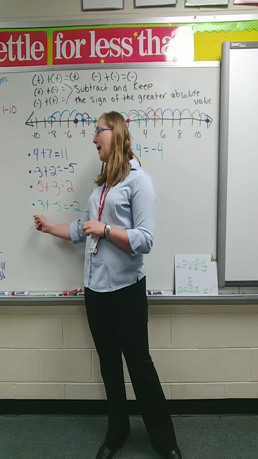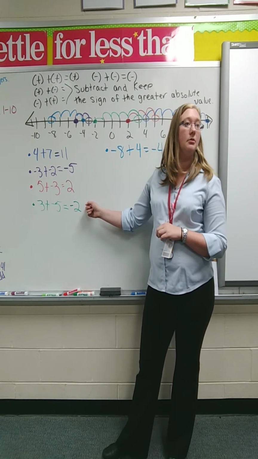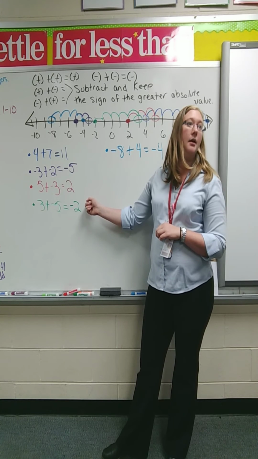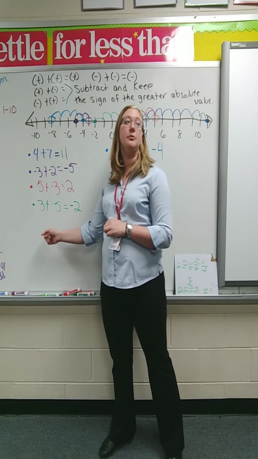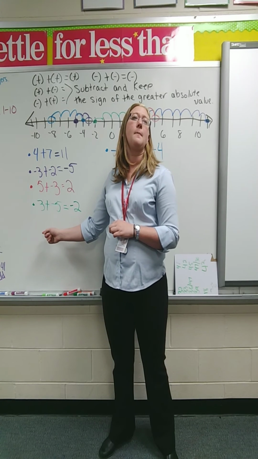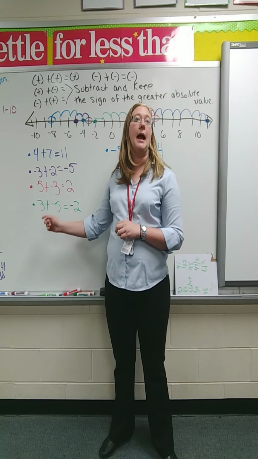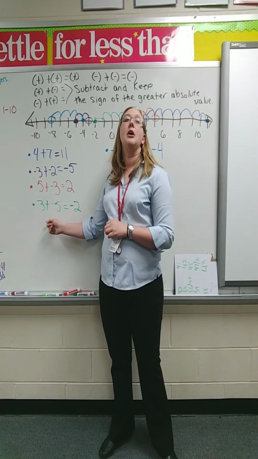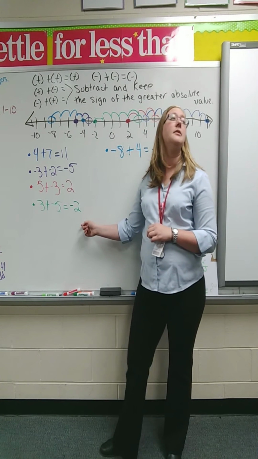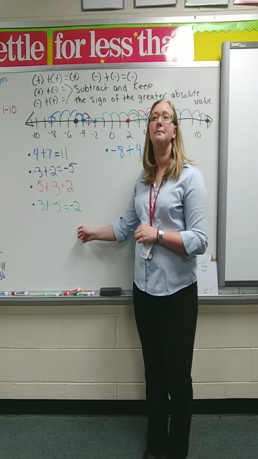What is 5 minus 3? 2. Did we get a 2? Yes. Okay, which has the greater absolute value? I don't have a 5. I have a 3 and a negative 5, which has the greater absolute value? Negative 5. So then my answer should be negative. Was our answer negative? Yes.